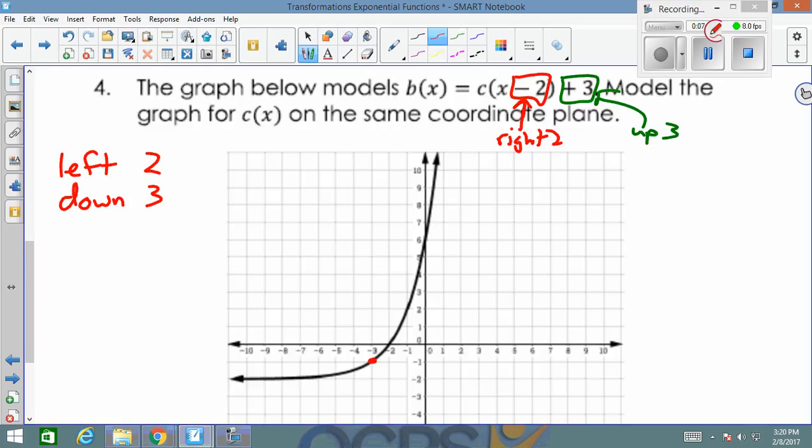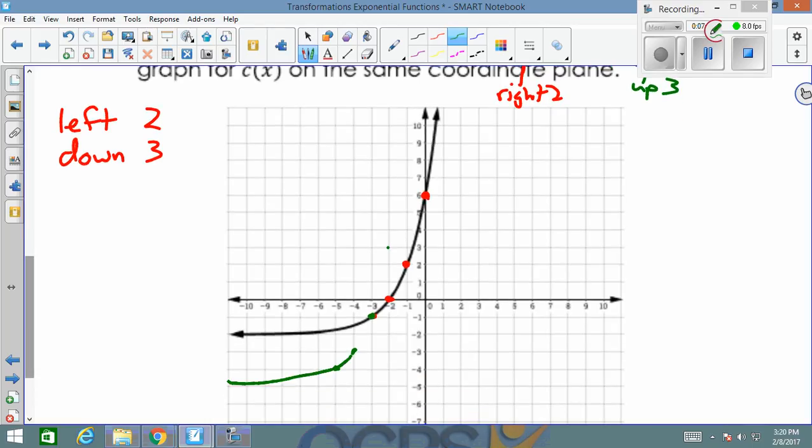So I'm going to find points. Here's a point here I'm going to use. Here's a point. Here's a point. And here's a point. Each one of these points I'm going to shift left 2 and down 3. Okay, so here is what my new graph, my original C of x, looks like.